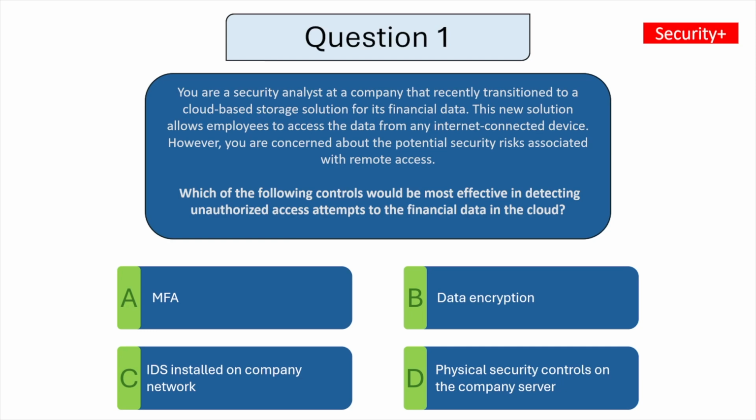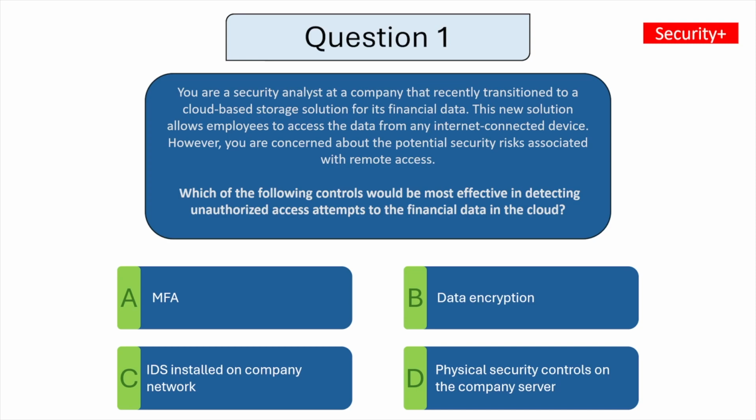All right. So for this one, it's important to note that in the question, it says most effective in detecting unauthorized access attempts. So the detecting there is the key word for this one. Only one of these options detects unauthorized access, and that would be C, IDS, so intrusion detection system.